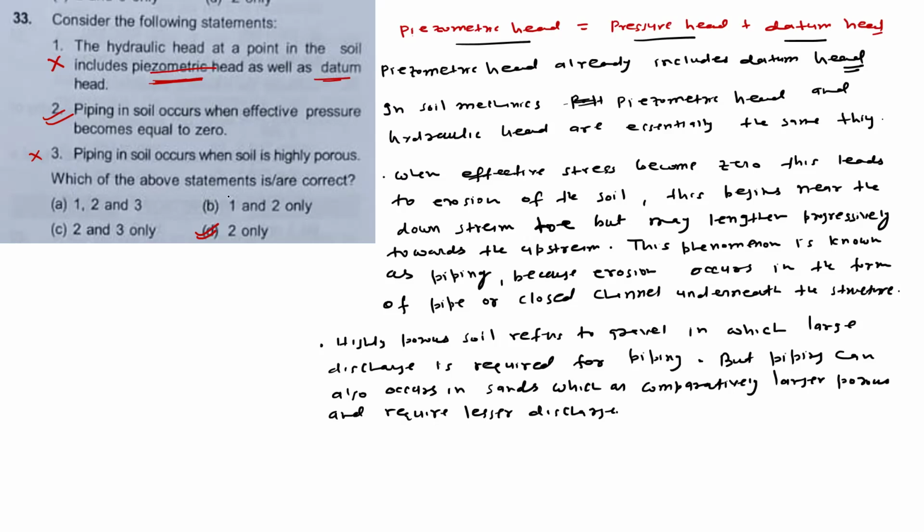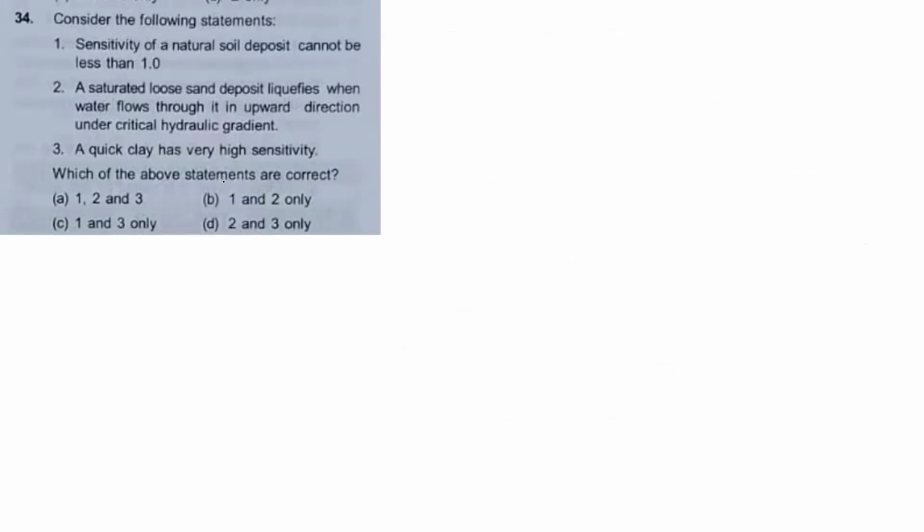So piping in soil occurs when the soil is highly porous. So highly porous soil refers to gravel in which large discharge is required for piping. But piping can also occur in sands which have comparatively large pores and require lesser discharge. So this statement is wrong. Option D is correct. Okay, now question number 34.